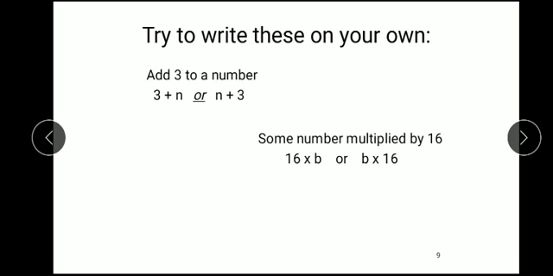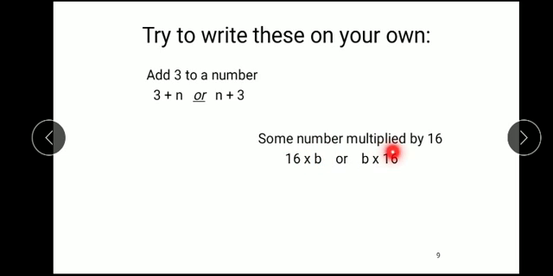Try to write this on your own. Add 3 to a number. So it means 3 plus n, or we can write n plus 3. So here we have taken n as a variable. So 3 plus n or n plus 3. Suppose let the number be x. So we can write 3 plus x or x plus 3.